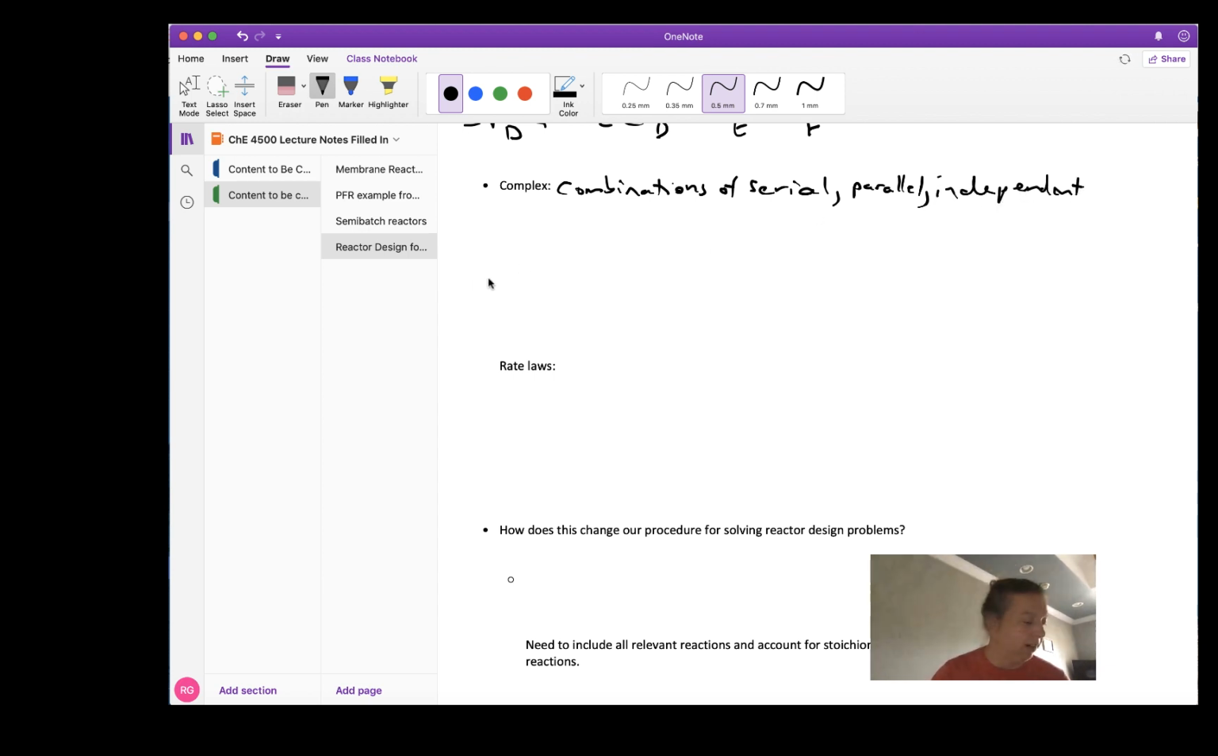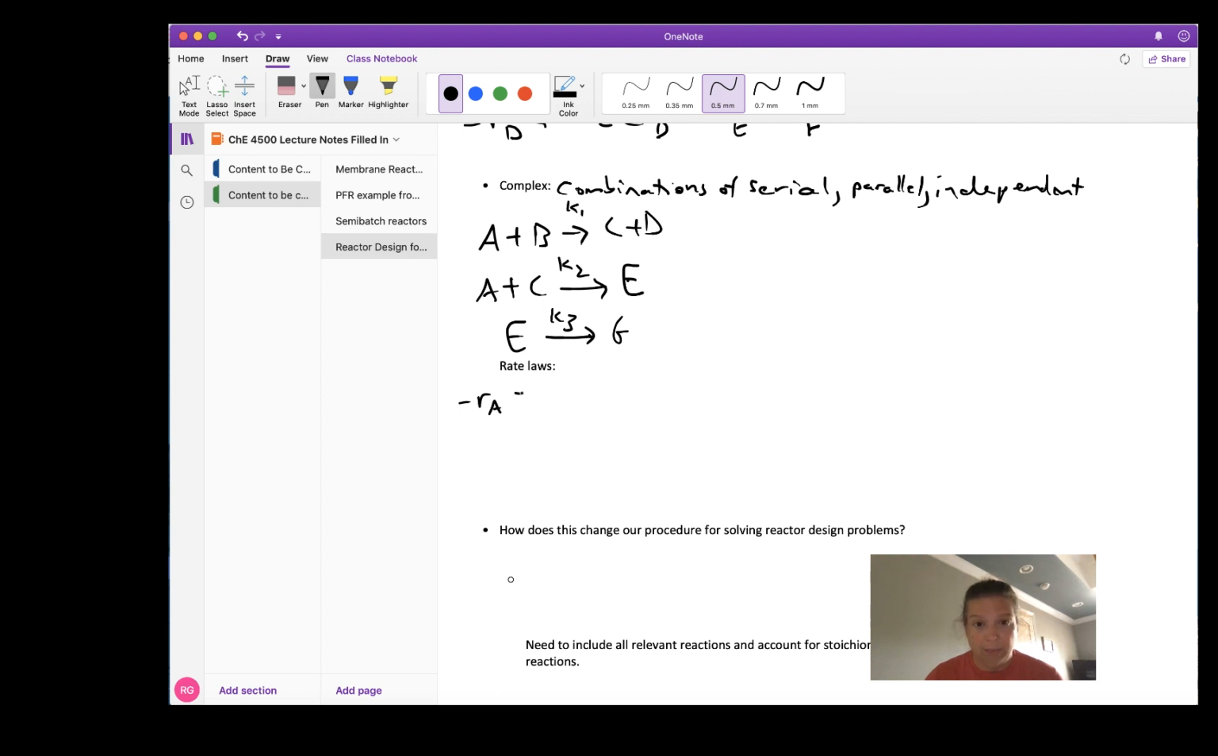And this is the more normal scenario. So for example, we would see A plus B with some rate constant goes to C plus D. A plus C goes to E, and I'm just making these examples up. E goes to G, and I could write out my rate laws. Minus Ra is going to be equal to k1 Ca Cb plus k2 Ca Cc, assuming elementary.